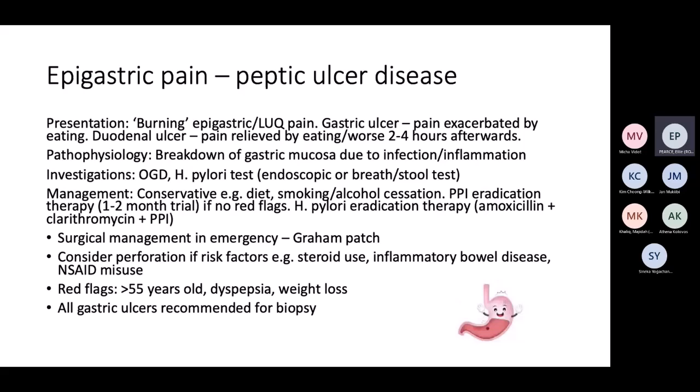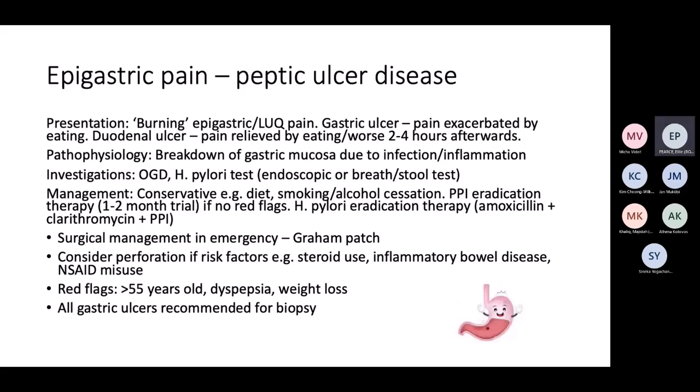So the presentation of a peptic ulcer is a burning epigastric / left upper quadrant pain. And with a gastric ulcer, typically the pain is exacerbated by eating, because if you imagine the food is in the stomach, digestive enzymes are being produced, and that's irritating the damaged mucosa. And during that time, the sphincter is closed, so the duodenum is protected. That is why with a duodenal ulcer, the pain is relieved by eating, but then it's worse 2 to 4 hours afterwards when that sphincter opens, and the food and the enzymes are passing through.